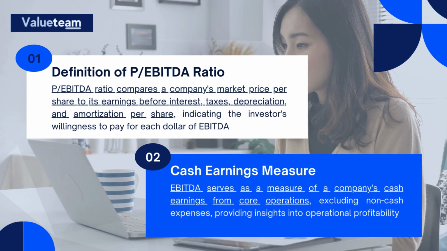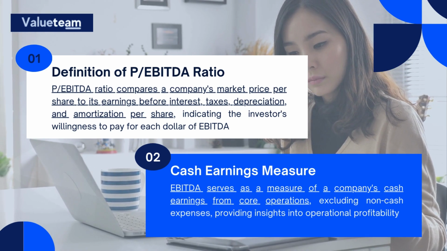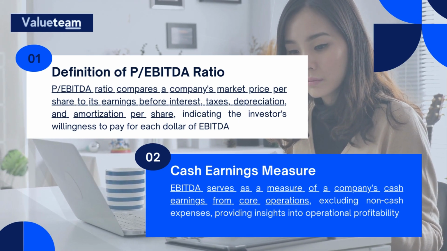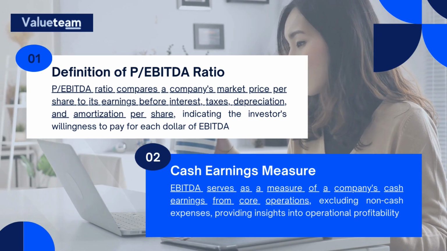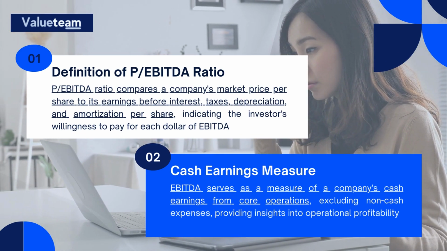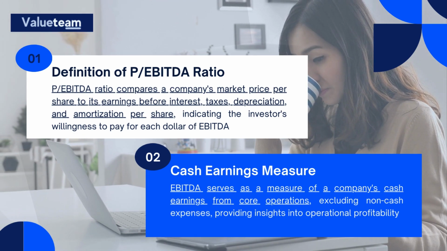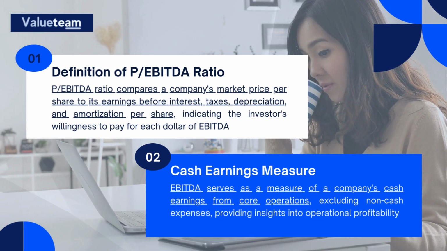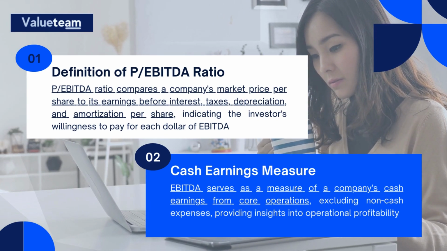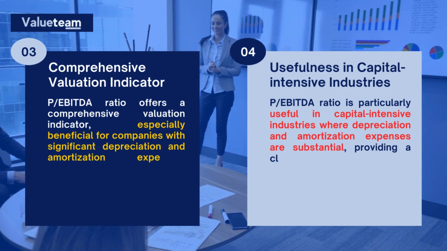P to EBITDA ratio compares a company's market price per share to its earnings before interest, taxes, depreciation, and amortization per share, indicating the investor's willingness to pay for each dollar of EBITDA. Cash earnings measure. EBITDA serves as a measure of a company's cash earnings from core operations, excluding non-cash expenses, providing insights into operational profitability. Comprehensive valuation indicator.